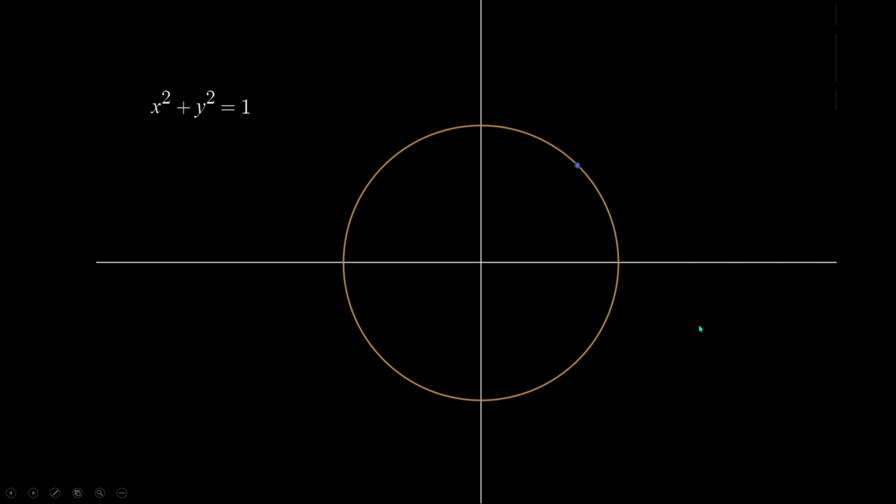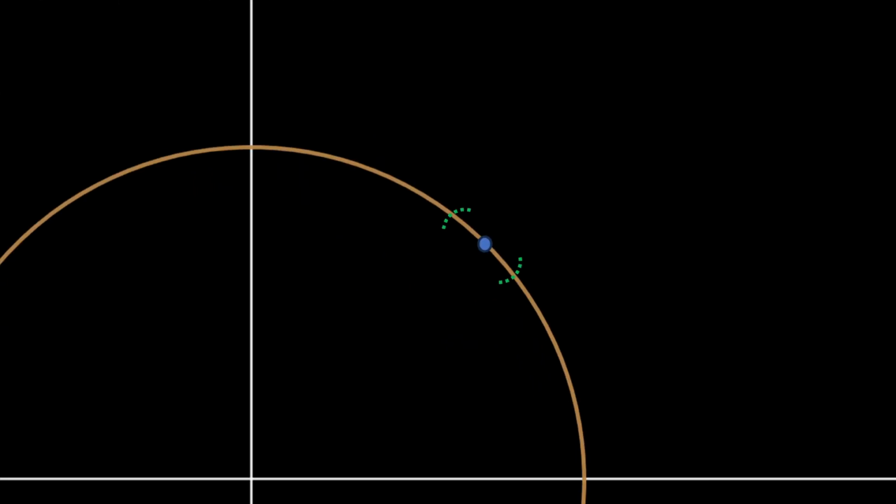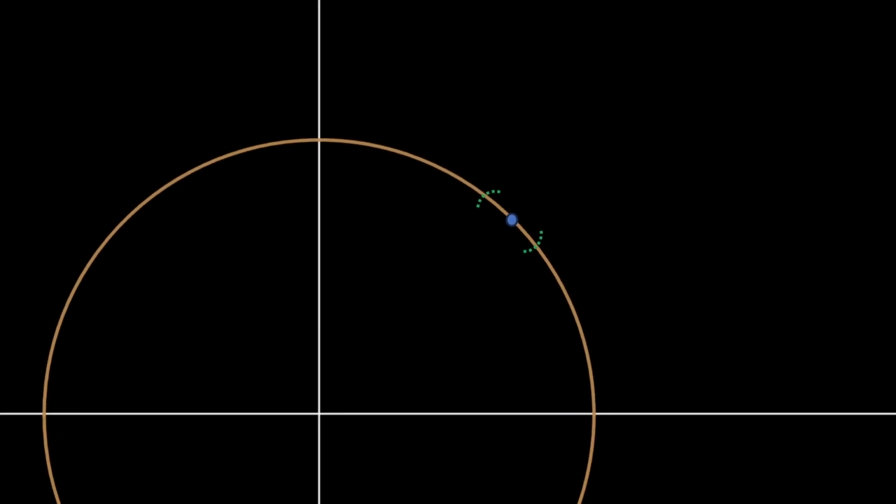So let's look at a point on the circle. What does an open neighborhood of the circle look like? Well, it looks like this. And when we zoom in, this little space, this neighborhood of the point, looks just like a straight line. So we can say it's homeomorphic to R^1, the real line. So the circle is a manifold of dimension 1, or we call it a 1-manifold.